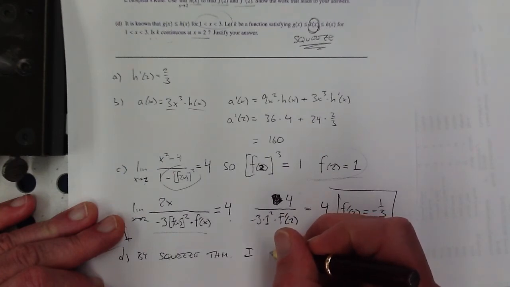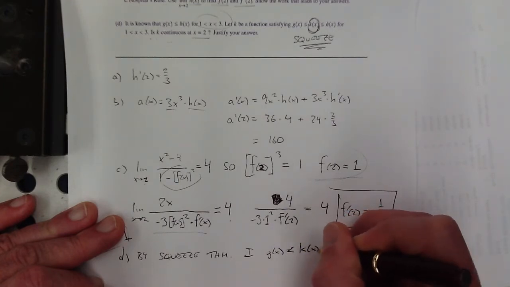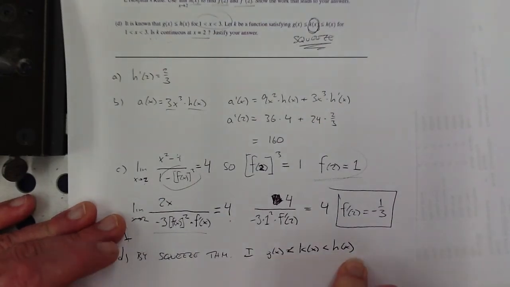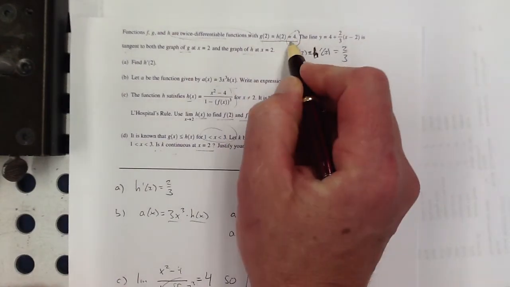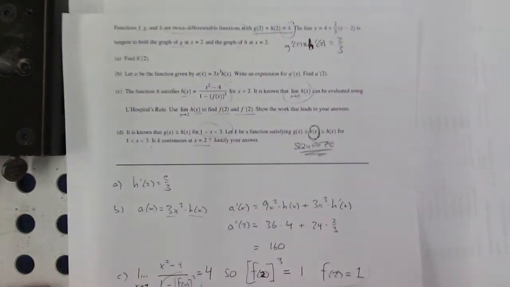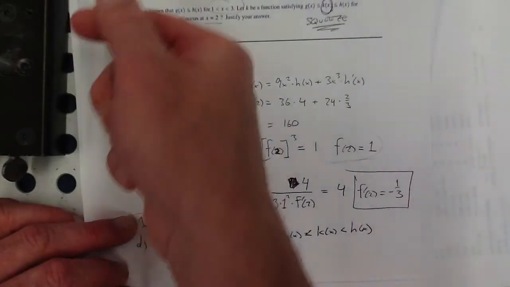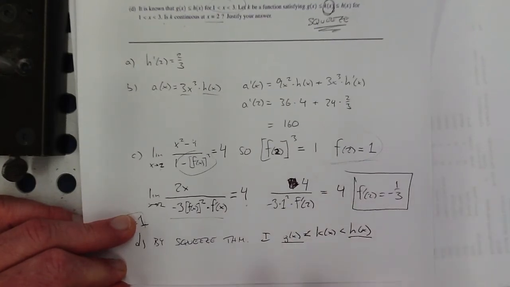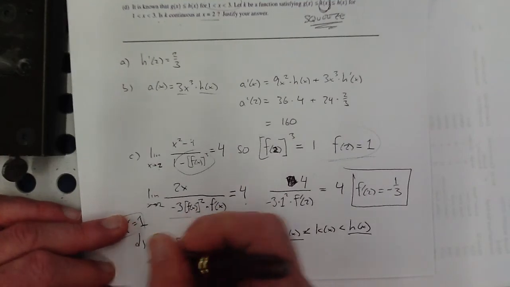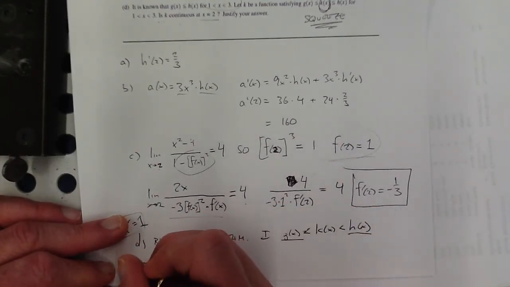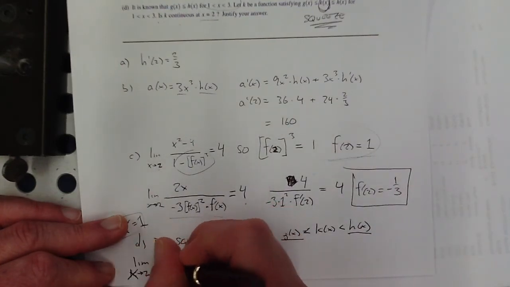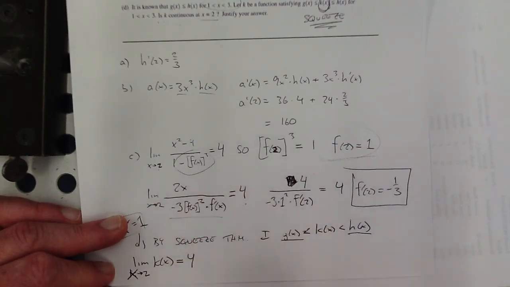if k is squeezed between these, and I know that these two functions, the g function and the h function, when I plug 2 into them, they're equal to 4. G of 2 and h of 2 are both equal to 4. So those are coming into the same point. And those are twice differentiable functions, which means they're also continuous. So if this is continuous and this is continuous, and k is trapped between them, that means that the limit as x approaches 2 of k of x must be equal to 4.